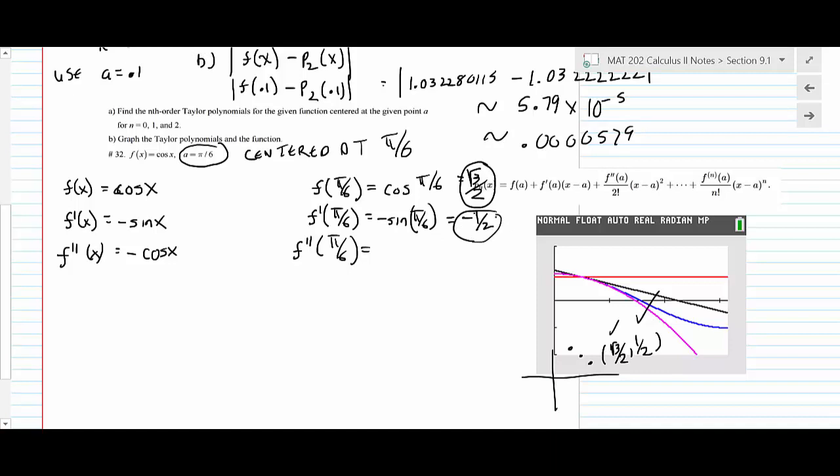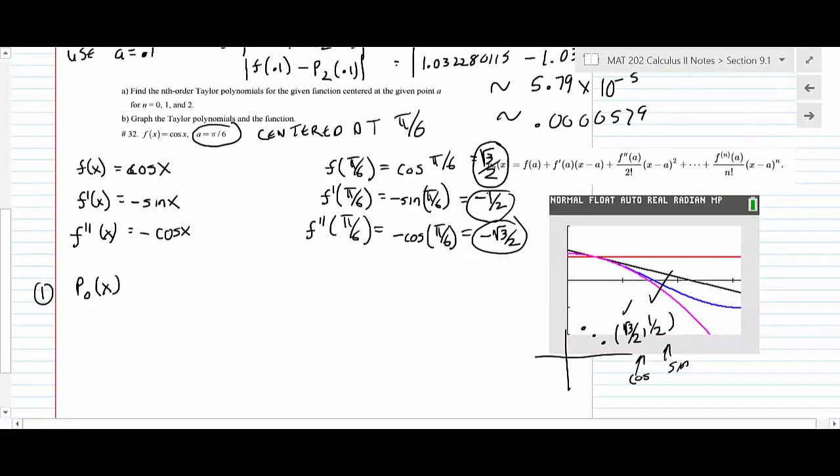Okay, now let's go to this. So f double prime of pi over 6 would be negative cosine of pi over 6. So what's that? Negative square root of 3 over 2. There's your cosine, there's your sine. So that would be negative square root of 3 over 2. So I've kind of crunched out the derivatives. Now I'm ready to just put this all together. This is a good way to start the problem. So P0 of x, we're going to do that first, and then we'll move on to the first order and second order.